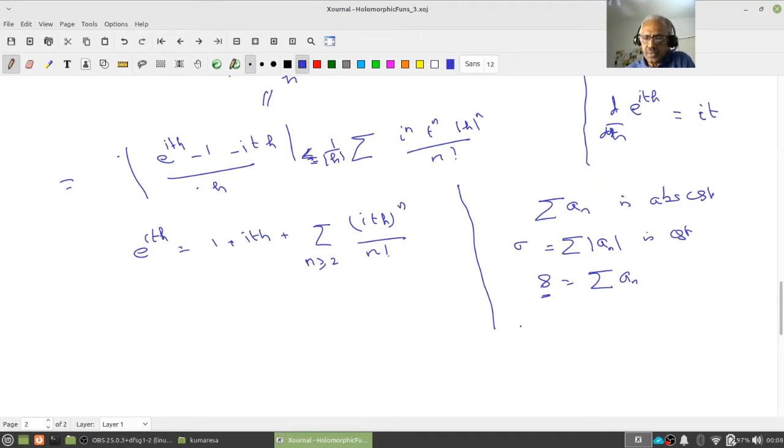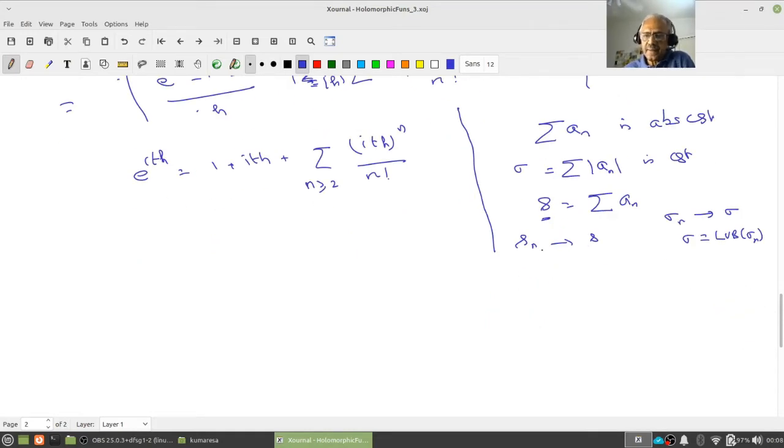Then what do I know? If S_n's are partial sums of a_n, then S_n converges to S and sigma_n converges to sigma, and sigma is the LUB of the sigma_n's. Yeah, this is a set, right? Now what is S_n? Modulus S_n is less than or equal to mod a_1 plus ... plus mod a_n by triangle inequality, which is equal to sigma_n, which is less than or equal to sigma.